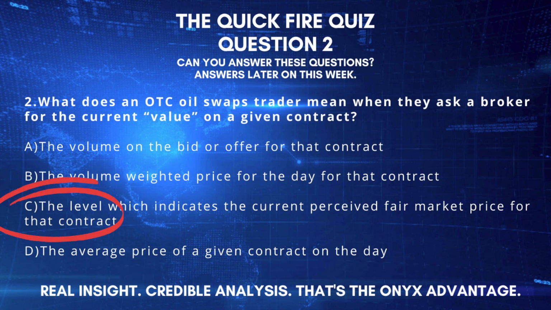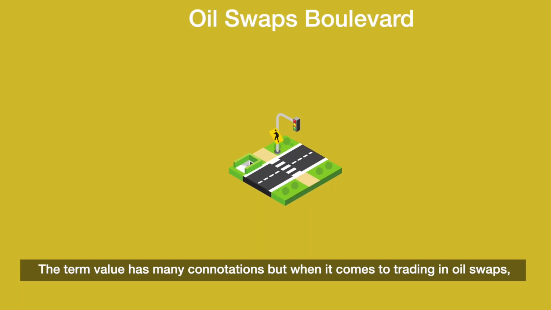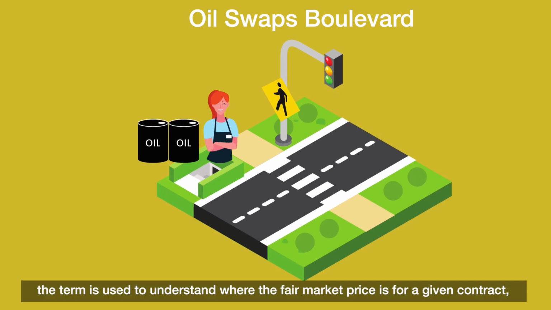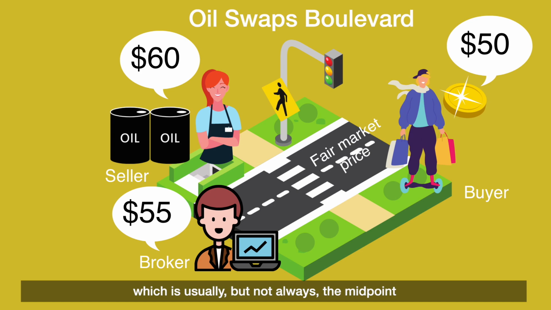C. The term value has many connotations, but when it comes to trading in oil swaps, the term is used to understand where the fair market price is for a given contract, which is usually, but not always, the midpoint between the current buying price and selling price.